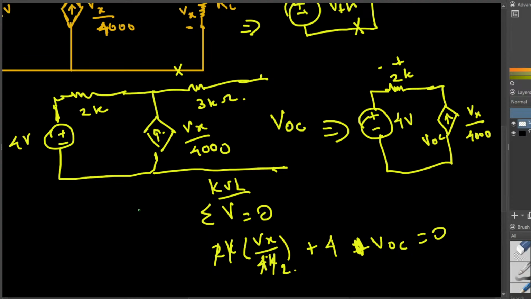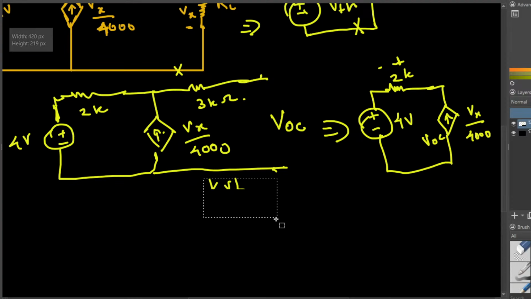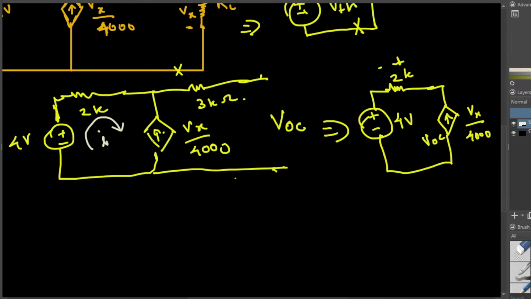You know what? When applying KVL, it's better to take a loop current like this. I'm going to erase this and redo it. Okay, let's assign the current to be clockwise, and let's call the current I.